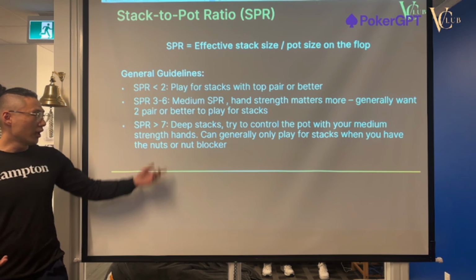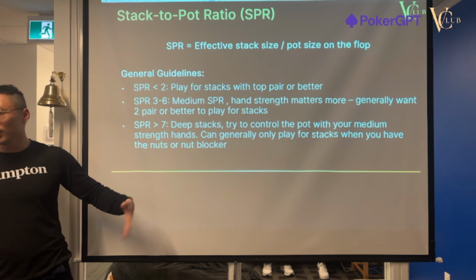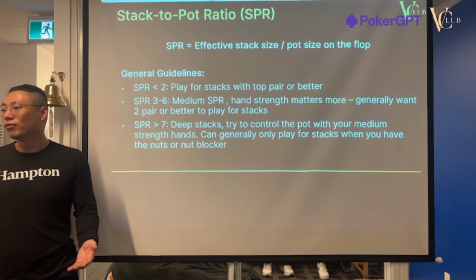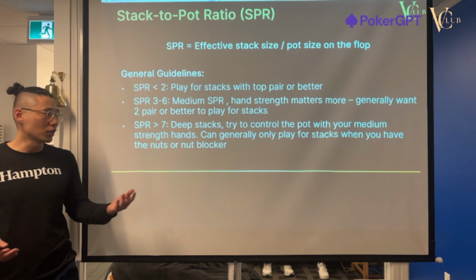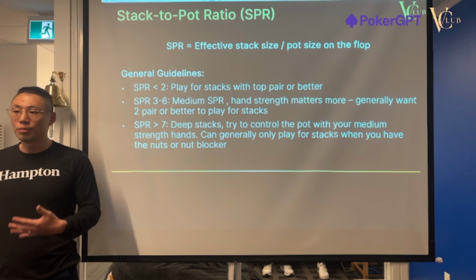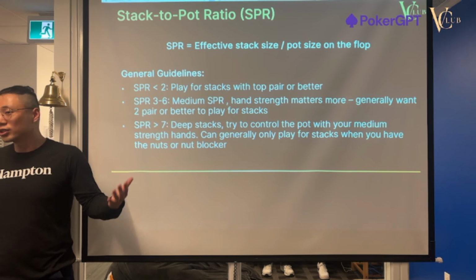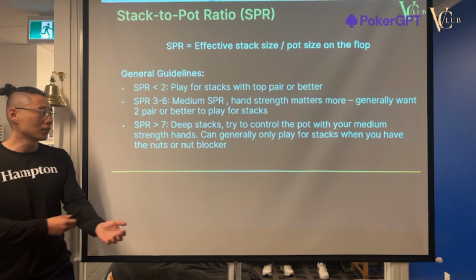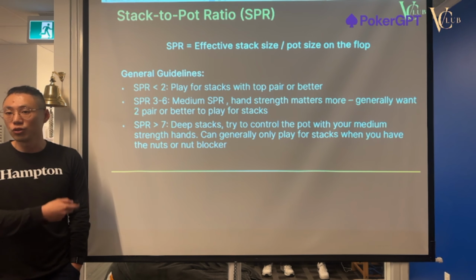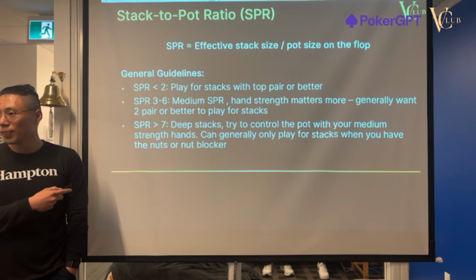And then when SPR is higher than 7, you're playing pretty deep, and generally here you're only going to want to go for 3 streets when you're pretty nutted or you have nut blockers, like the nut flush or the nut straight. You want to be playing for pot control, especially with hands like top pair or even two pair sometimes. You'll want to check back depending on the run out, but you generally want to prefer the nuts if you're going for 3 streets when SPR is this deep.